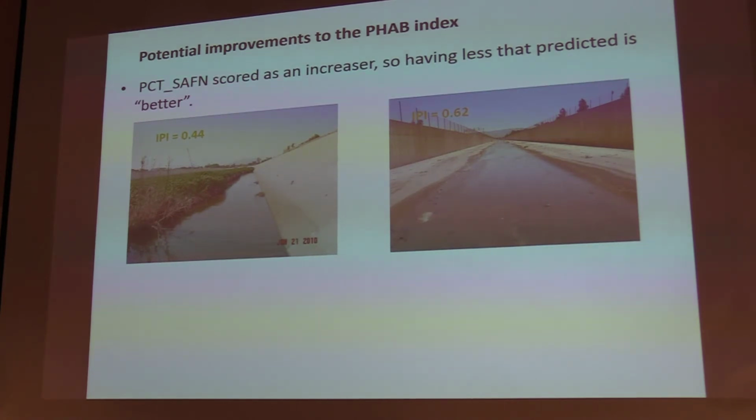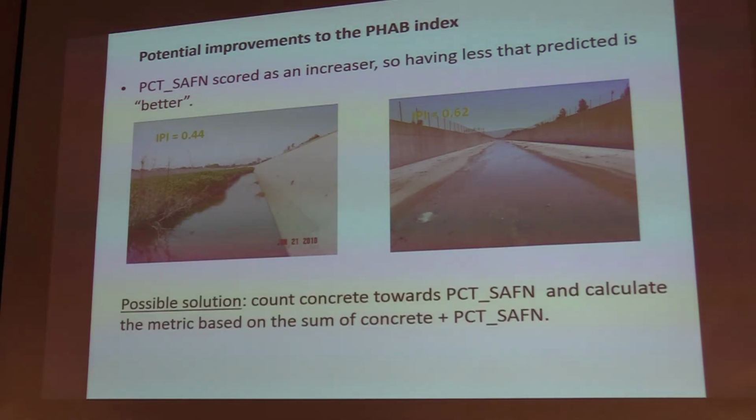So one solution, and this was actually suggested to us by one of our stakeholders, is to add percent sand and fines plus percent concrete. So, calculate that metric based on the sum of percent sand and fines plus percent concrete, because conceptually they both represent the same thing, which is the absence of suitable substrate to support aquatic life. So we tried it.